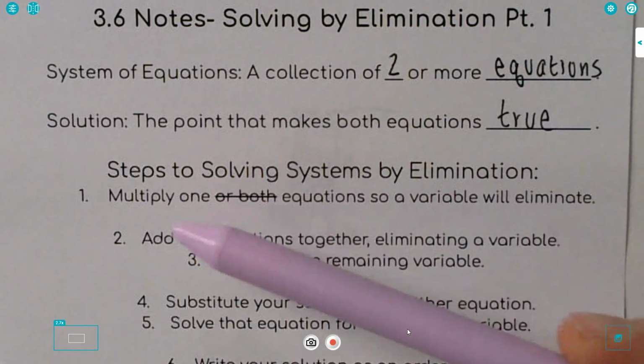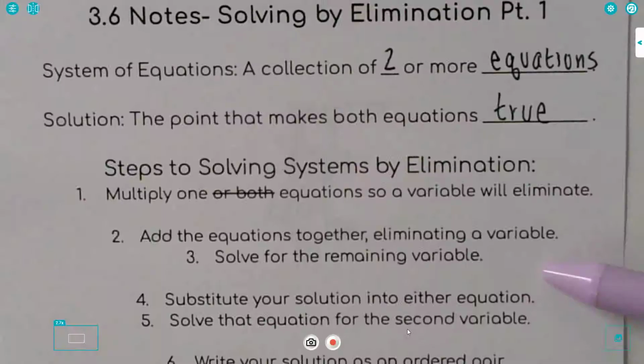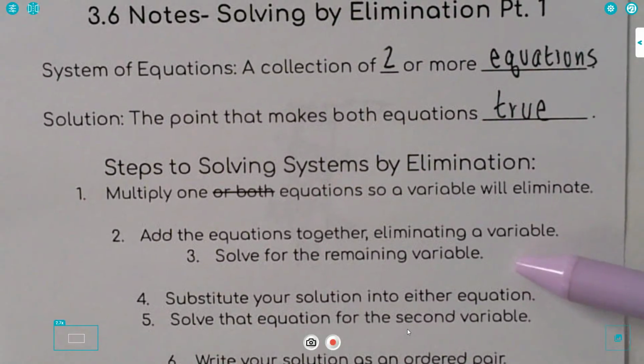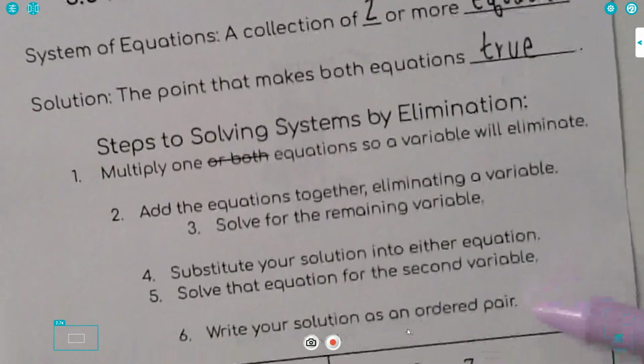So then the next step is to add the equations together, eliminating a variable, solve for the remaining variable. Once we get one variable, we plug it in and solve for the second one, just like we did in substitution, and then we still write our answer as an ordered pair.